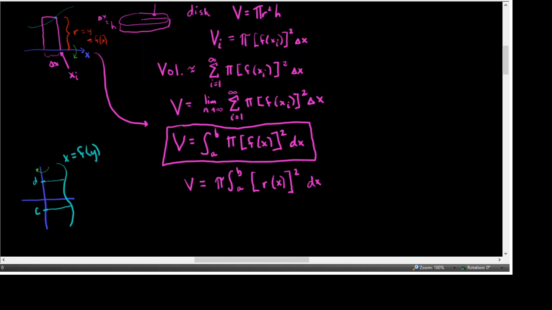So if we draw in a representative rectangle, it looks something like this. That's delta y in width. And when you revolve that around, it would create a disk, a cylinder, that's delta y tall. And the radius, in this case, since we're specifically going around the y-axis, that radius is the distance from the y-axis to the curve, which is x, which we will represent with f of y. So that radius will be f of y.